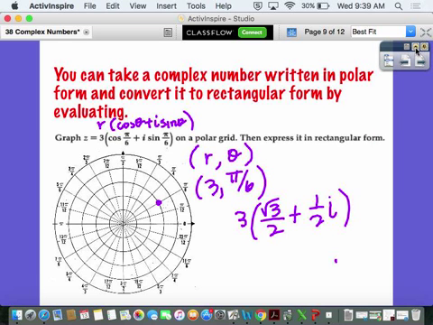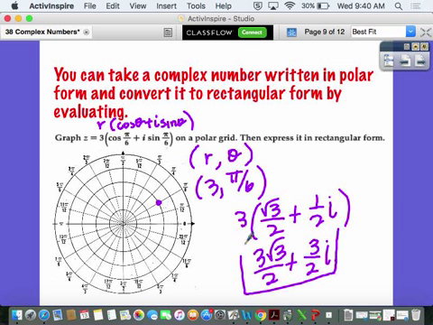What do you think you're going to do at this point? Distribute. 3 root 3 over 2 plus 3 over 2 i. That is your rectangular form.